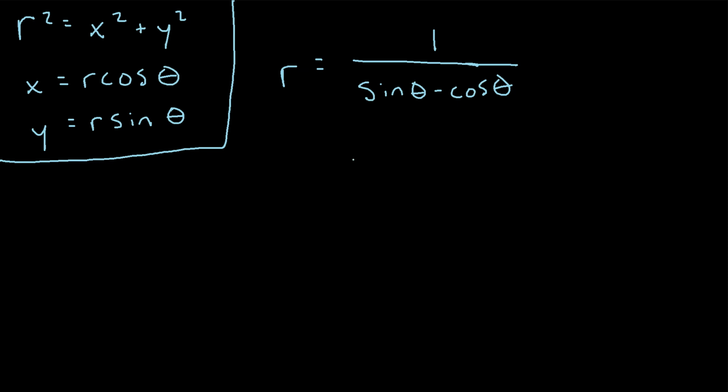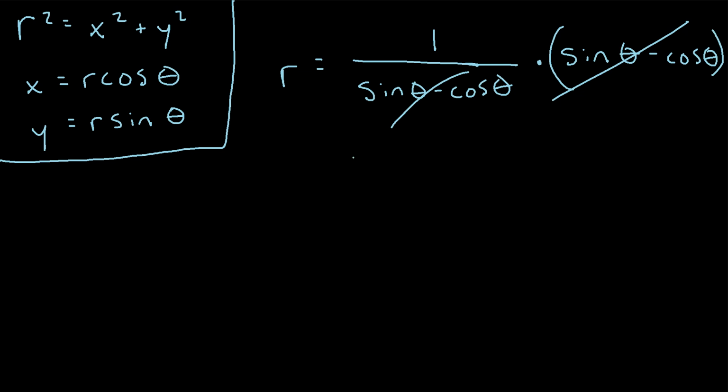All right, let's try one more example. Let's say we're given the equation r is equal to 1 over the sine of theta minus the cosine of theta. How can we write this polar equation as a rectangular equation? Well, we can start by multiplying both sides of the equation by sine of theta minus cosine of theta to get this out of the denominator. So we'll say times the sine of theta minus the cosine of theta, so that these two will cancel out.